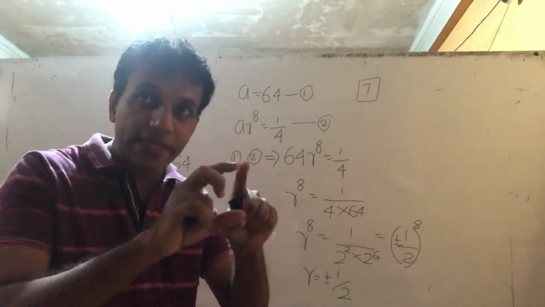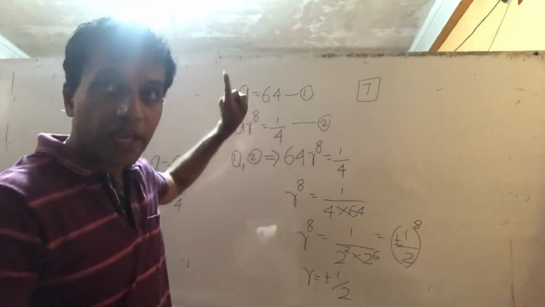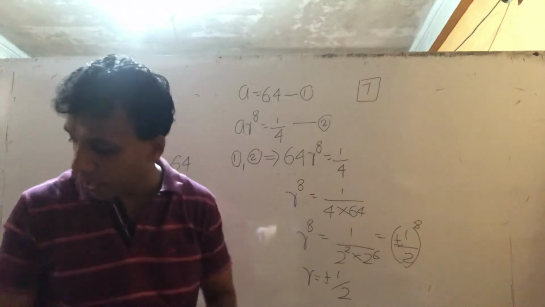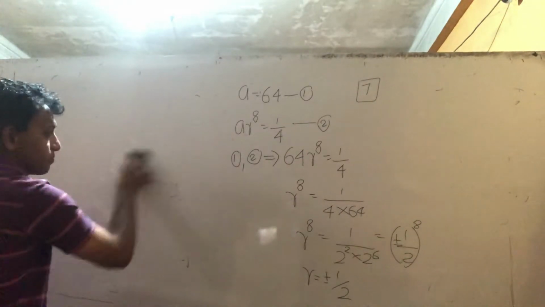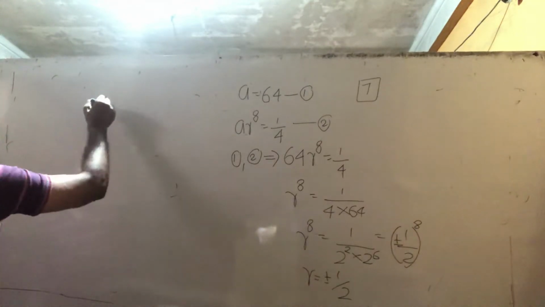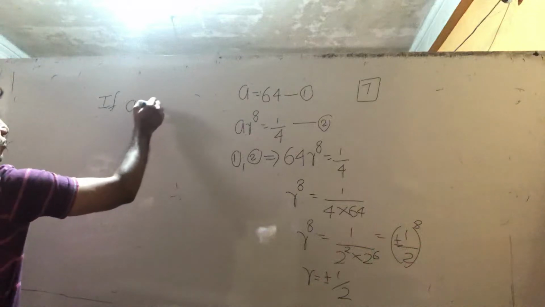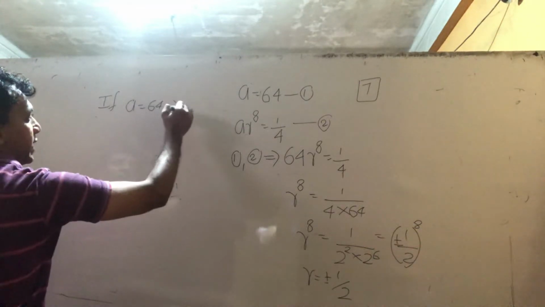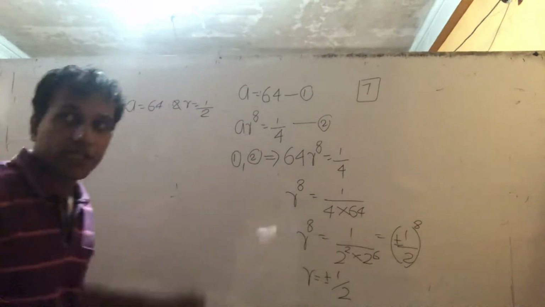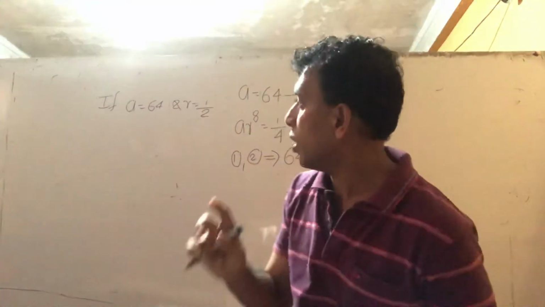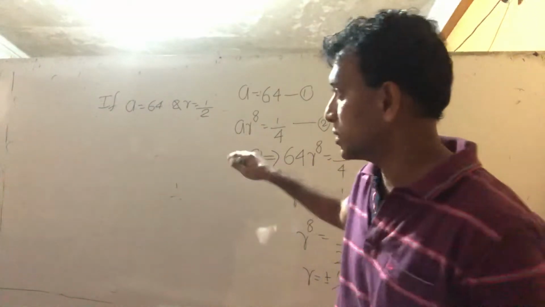Now they asked us to write the series. There are two GPs, and in both the first term A is 64, with no change in the A value. Now we write the series. If A equals 64 and R equals half, write a few terms of this series.